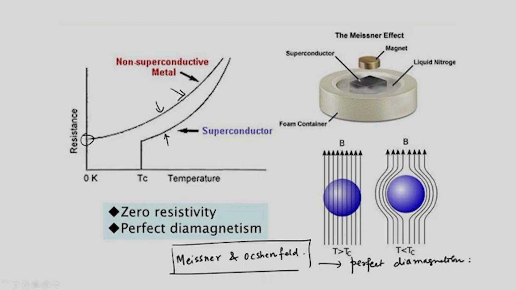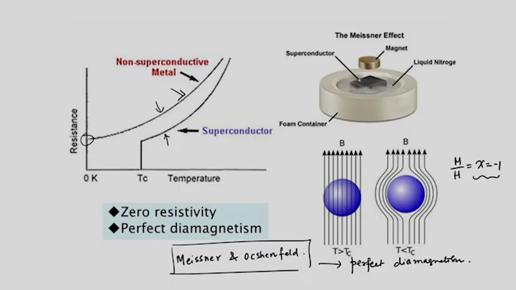In fact, what I mean by perfect diamagnetism is that M by H, which is defined as chi, is equal to -1. If you remember, the susceptibility of diamagnets is negative. Usually for metals it is of the order of 10 to the power -3, 10 to the power -4, with a negative sign, but for superconductors it is completely cancelled, and the susceptibility is equal to -1. So, this is the best known diamagnet that one can get.